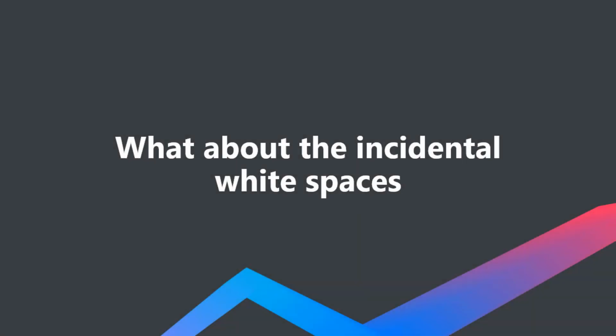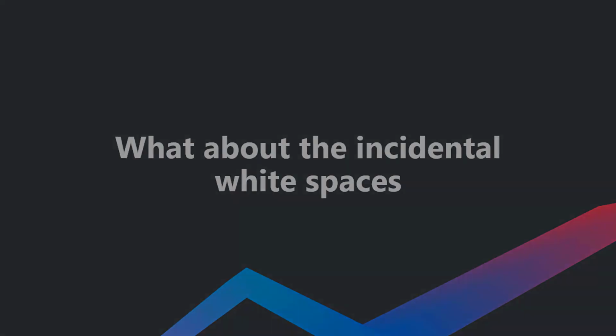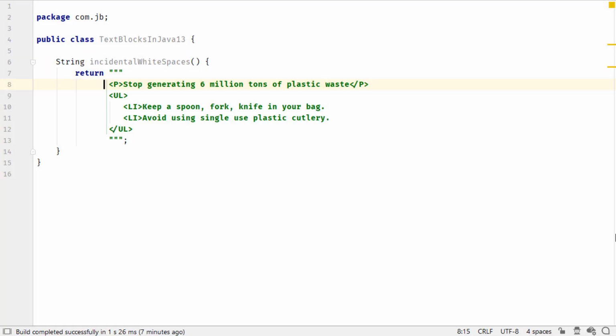Let's see what happens to the incidental white space in the text blocks. You would usually add spaces to your values to align them vertically in your code. What rules does the compiler follow to include or exclude these white spaces? In text blocks, the leftmost non-white space character on any of the lines or the leftmost closing delimiter defines where meaningful white space begins. IntelliJ IDEA helps you view this position using a vertical line, a feature that I absolutely love about text blocks support in IntelliJ IDEA.